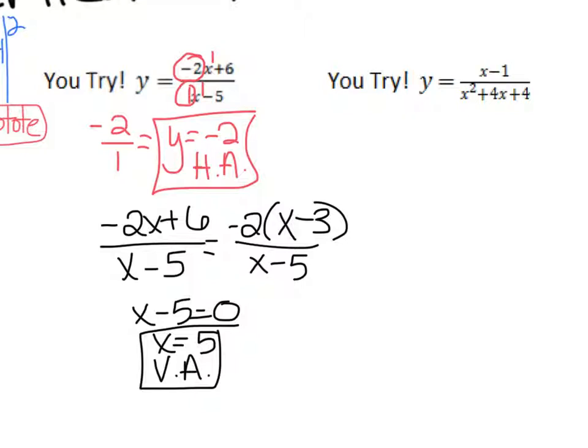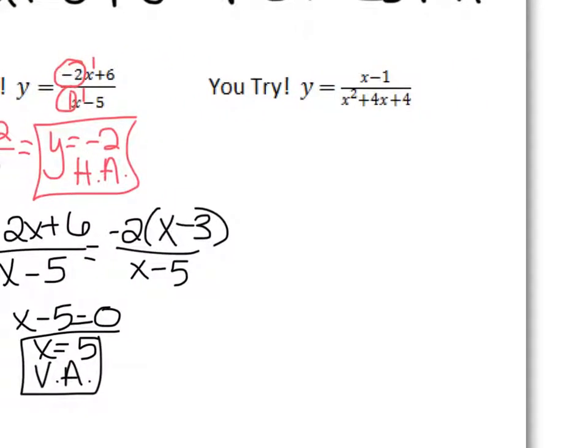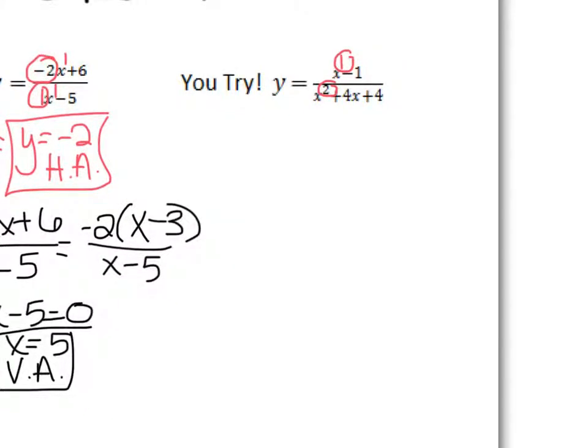Okay, the last you-try. Again, first with horizontal. On top, we have a degree of 1. On bottom, we have a degree of 2. When the bottom is bigger than the top, that's case number 2, and it has always a y equals 0 as your horizontal asymptote every time the bottom is bigger.